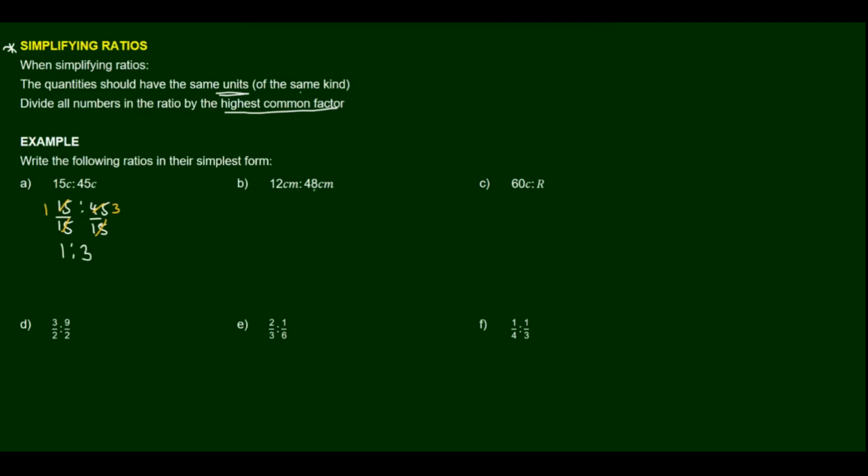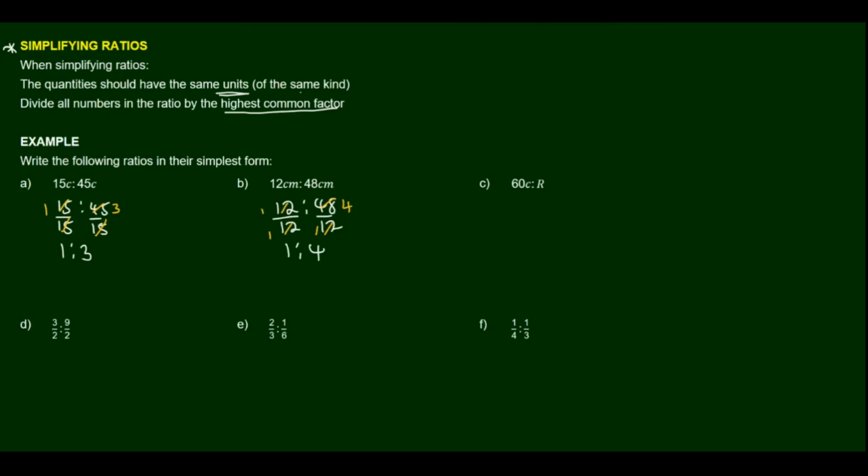12 centimeters to 48 centimeters. The units are the same. So this is like 12:48. And then the highest common factor between 12 and 48 is 12. So we can divide this number by 12 and divide this number by 12. Then 12 into 12 is 1. And then 12 into 48, that is 4. So meaning that our ratio is 1:4.